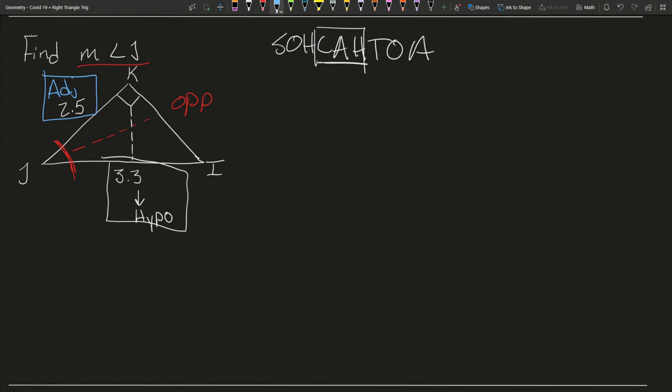So if we set up our equation, we have the cosine of our angle theta, which is what we're trying to find, is equal to 2.5, our adjacent, over 3.3, our hypotenuse. And then from there, again, we're trying to get theta by itself, so we need to do a little bit of inverse trig. In order to undo cosine, we have to take the inverse cosine of both sides.